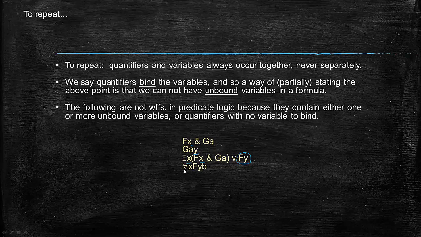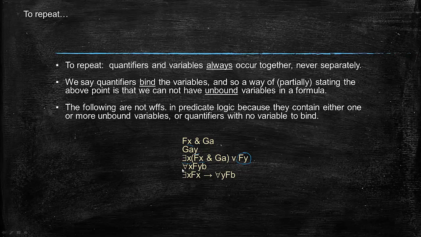Here we have for all x, but there's no x in the formula. There's only a y, and the for all x can't bind the variable y. For all x can only bind x's, not y's.